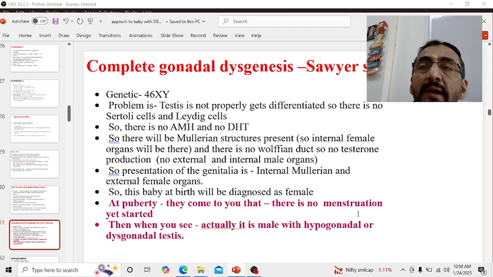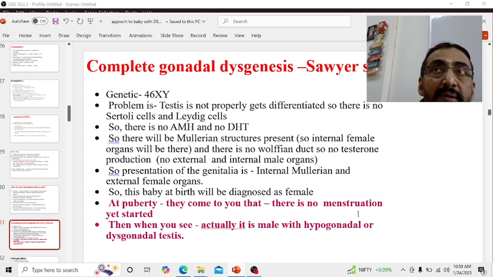This is called complete gonadal dysgenesis. Because of the absence of the Sertoli and Leydig cells, there is no anti-Mullerian hormone, and as a result he will develop the Mullerian structures, like the internal genital organs of the female. In the meantime, there is no production of testosterone. When there is no testosterone, there is no dihydrotestosterone. As a result, there is no production of the internal as well as external genital structures of the male, although it is XY. So the baby at birth will be diagnosed as female.